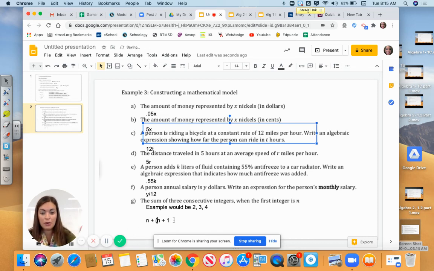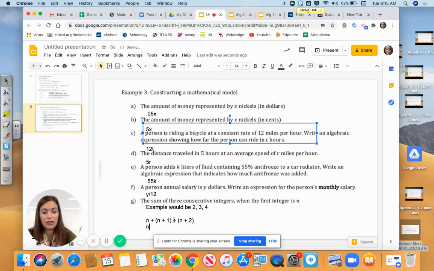The second number would be n plus 1. Like if the first number was 2, to get to 3, you would take 1 and add it to 2. So 3 technically is 2 plus 1. And then to get the next number, we would take the original number, like 2, and we would add 2 to it, since the next number after it would be 2 away from it. So the consecutive integers would be n plus (n plus 1) plus (n plus 2).